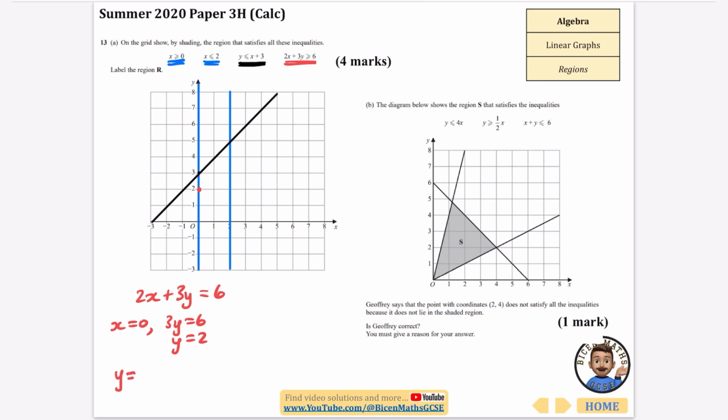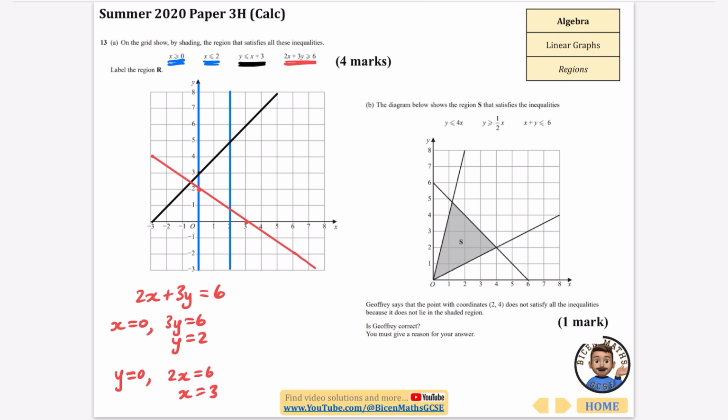And what about if y was equal to 0? Well, we would have that 2x is equal to 6, which means that x is equal to 3, which means it's going to be going through this point here. So continuing that pattern on, you can see which bits it's going to go through. I'm just going to join those together in a line like this. Not bad. Yeah, that looks pretty good. I could extend that line a bit longer if I wanted to as well.